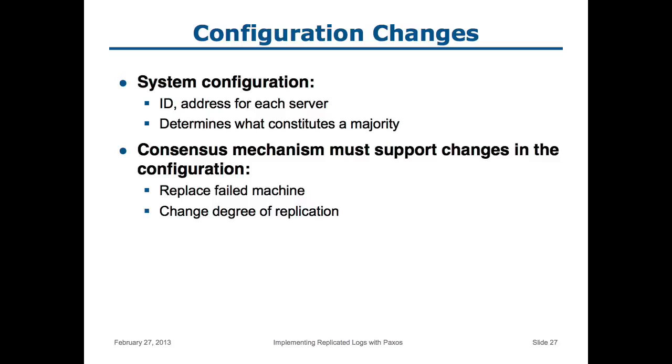Now, the reason we have to support changes in this is because, for example, machines will fail, and so they'll need to be replaced with new machines, or the people managing a cluster might want to change the degree of replication in the cluster. And we'd like to be able to do this in an automatic and safe fashion without bringing the system down in order to change the configuration.